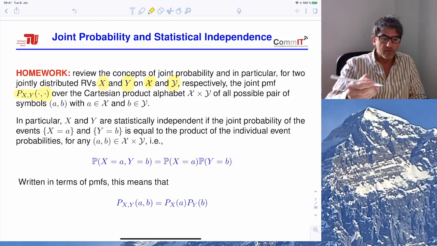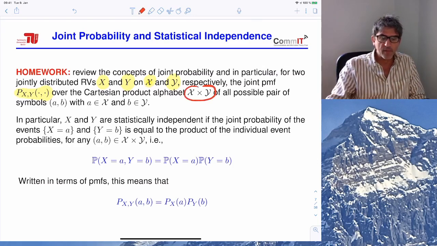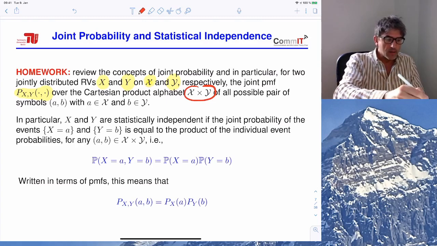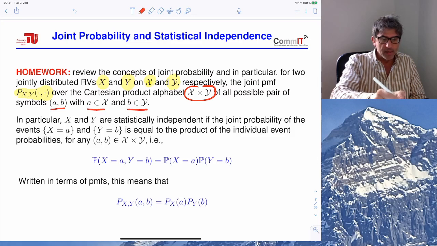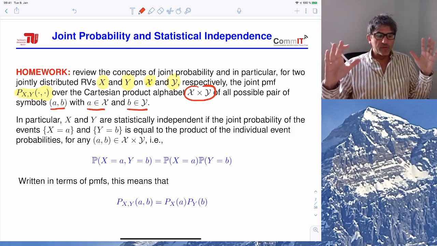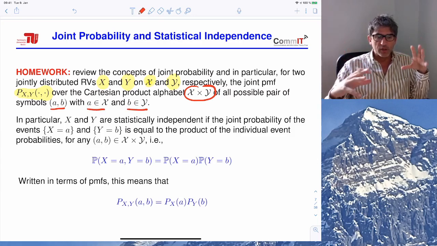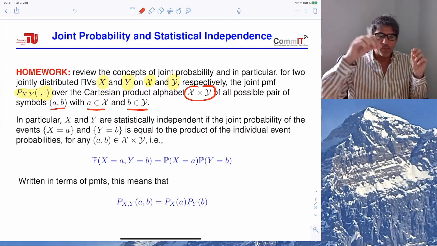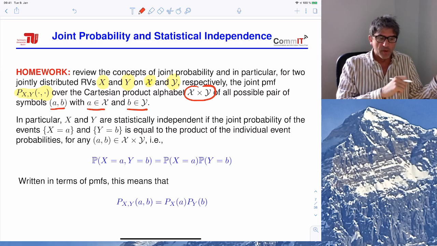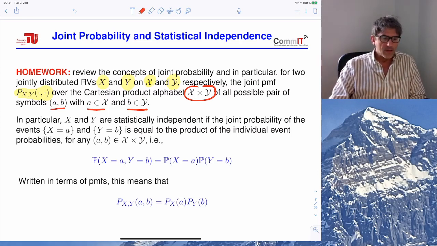Now we have a new alphabet, which is the Cartesian product of the two alphabets. This contains all possible pairs (a, b), where a is in X and b is in Y. That's the definition of Cartesian product. Now we can think of the pair X, Y as a single random variable, but now it takes values on this Cartesian product alphabet. So every determination of (X, Y) is some pair (a, b), where the first component a is in X, and the second component b is in Y.